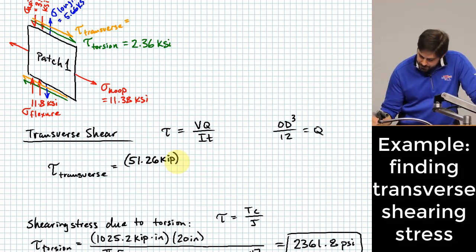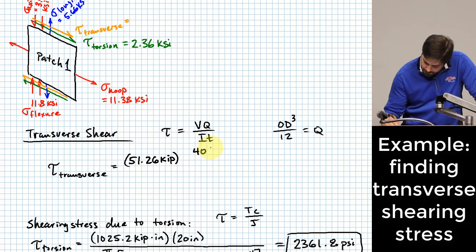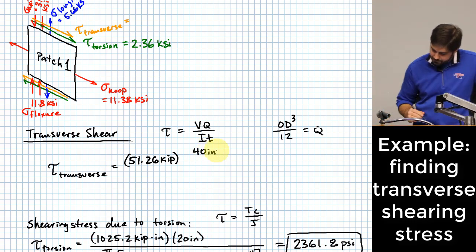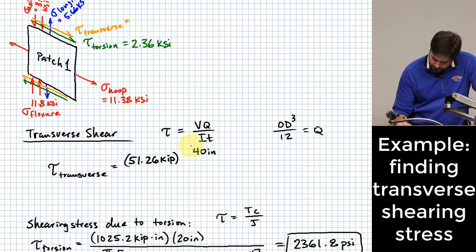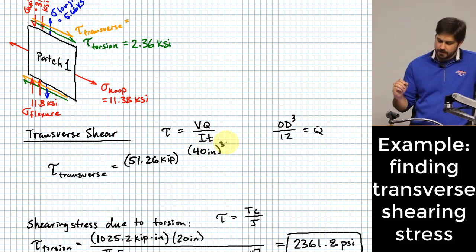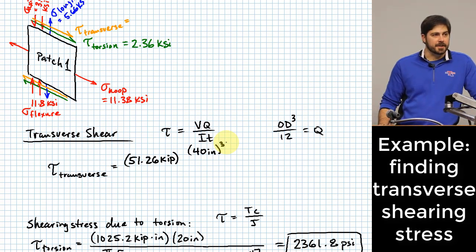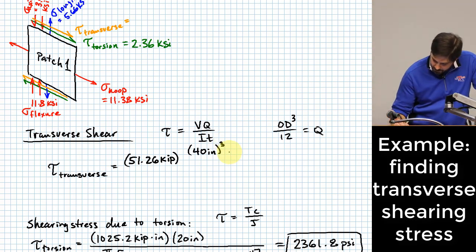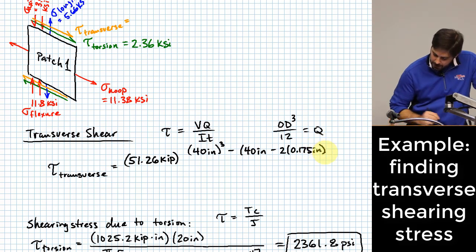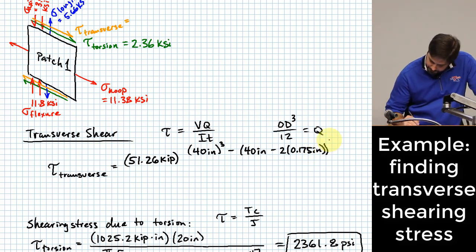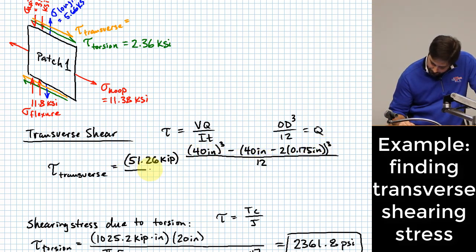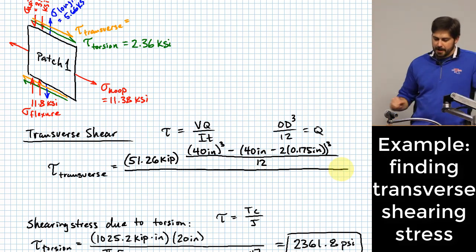Calculating Q now, we take the outer diameter cubed. But then what? It's not solid, right? This cross-section's not solid. So what do I have to do after that? Subtract the inner diameter cubed, divide all that by 12.